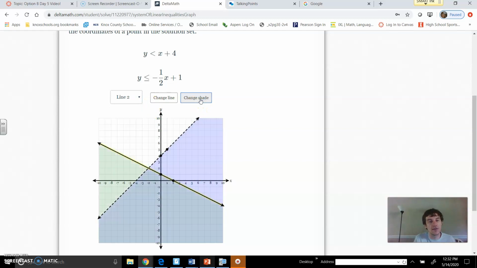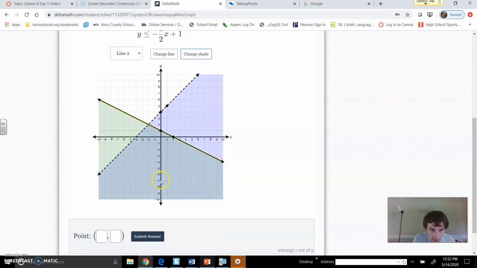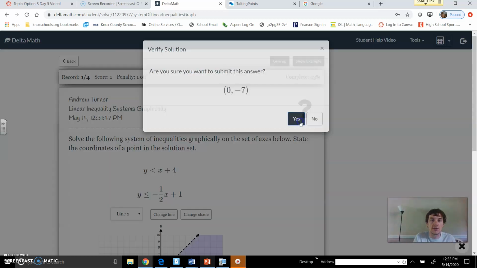So that'd be greater than. This would be less than. We want less than or equal. So anything below this seems to be a solution. So we want to look for an overlapping region, which is basically down in here. It's less than both lines. So I'm going to pick the point negative 7. Let's see, that's 0, negative 7. And then I'm going to submit my answer to check it.